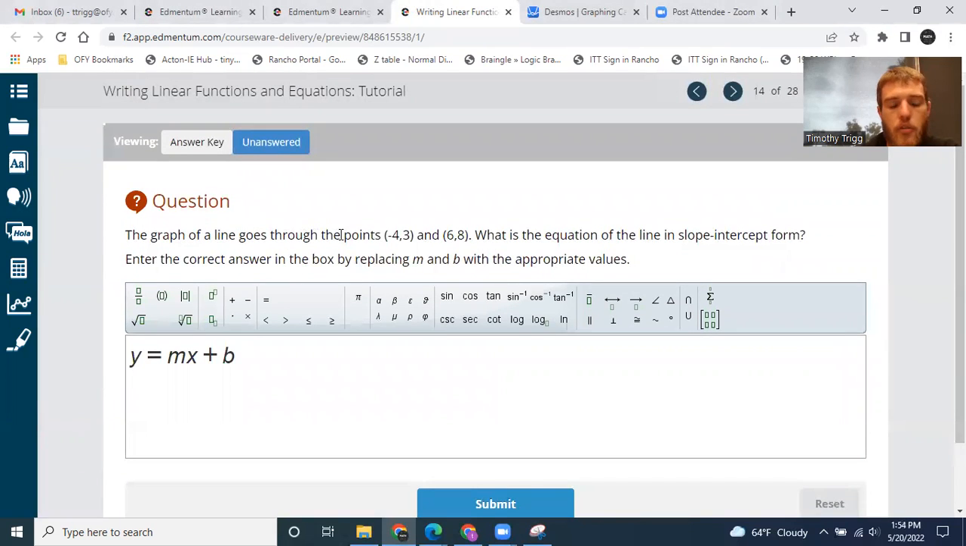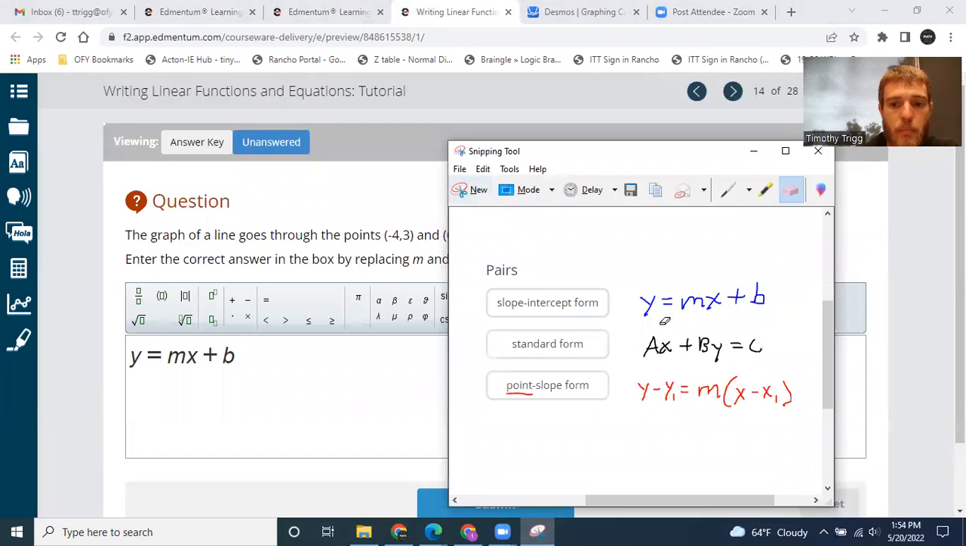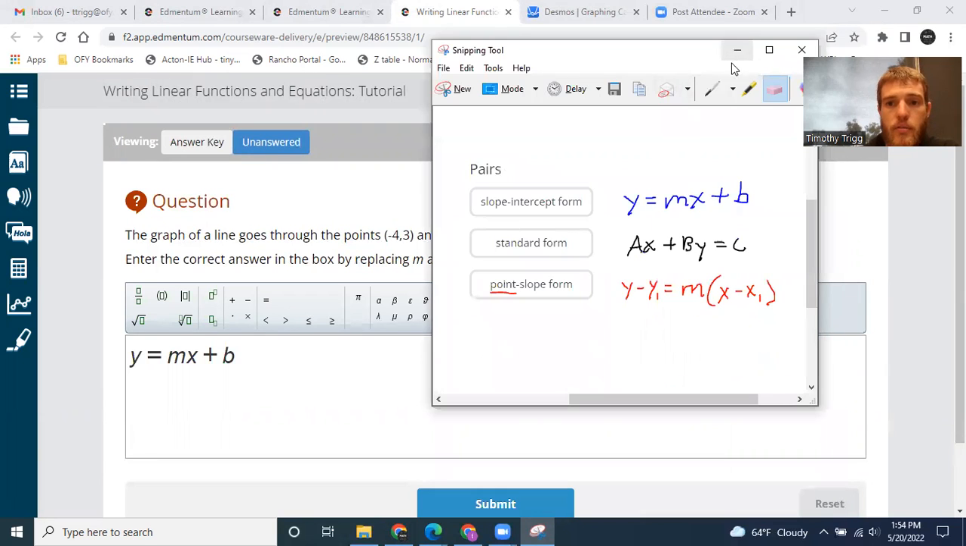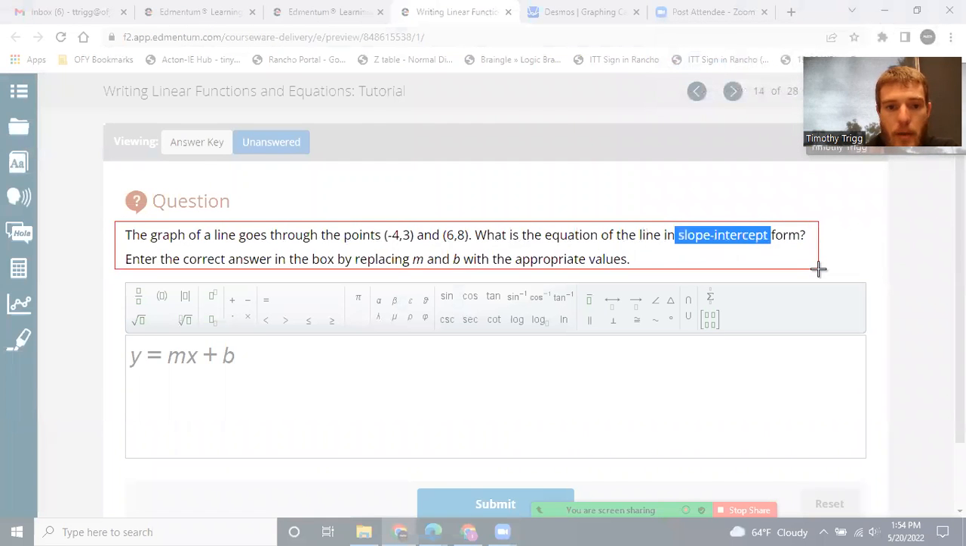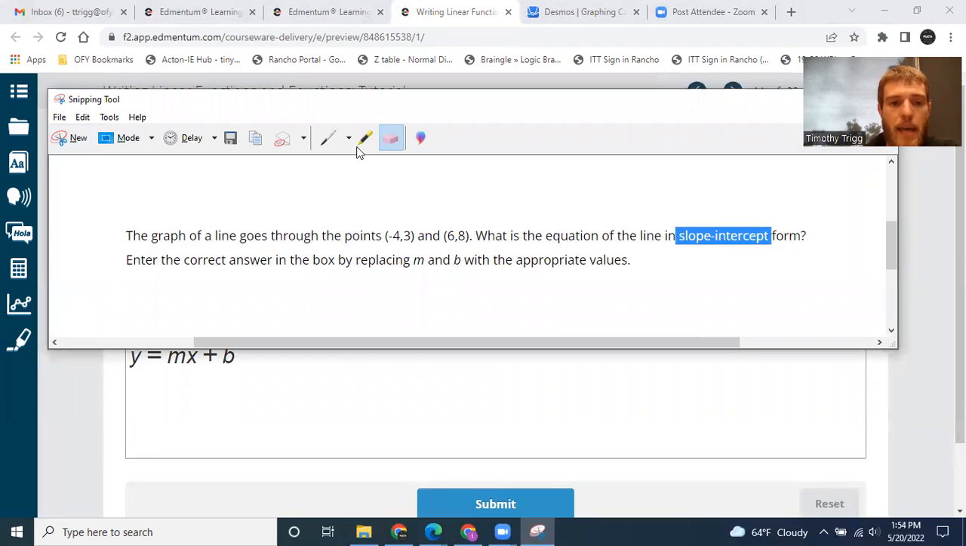The graph of a line goes through the points -4, 3 and 6, 8. What is the equation of the line in slope-intercept form? Slope-intercept form is the y equals mx plus b form, and we want to go through the points -4, 3 and 6, 8.